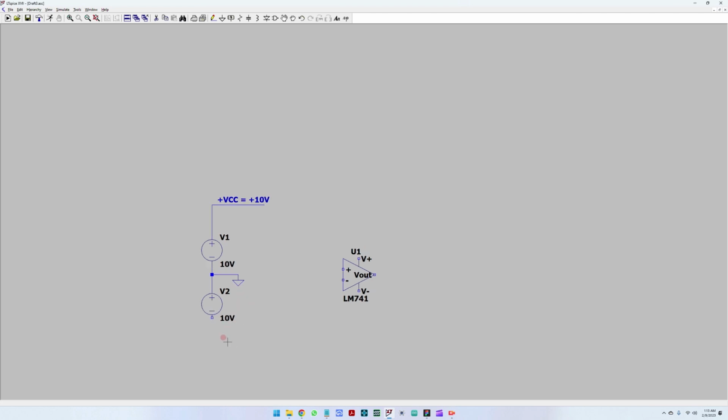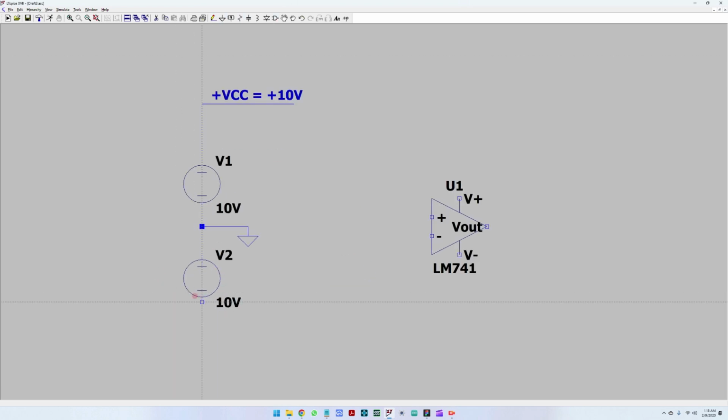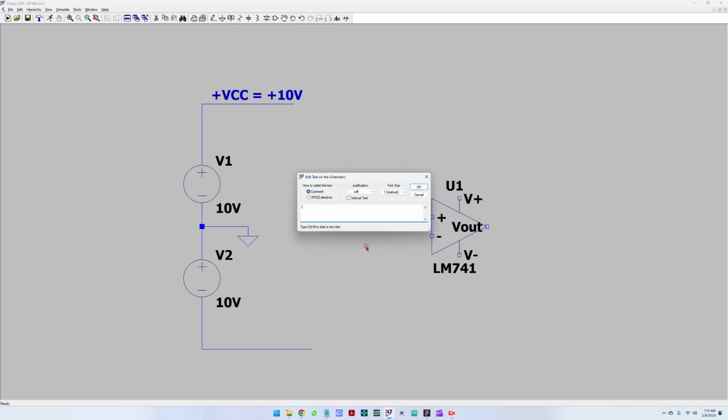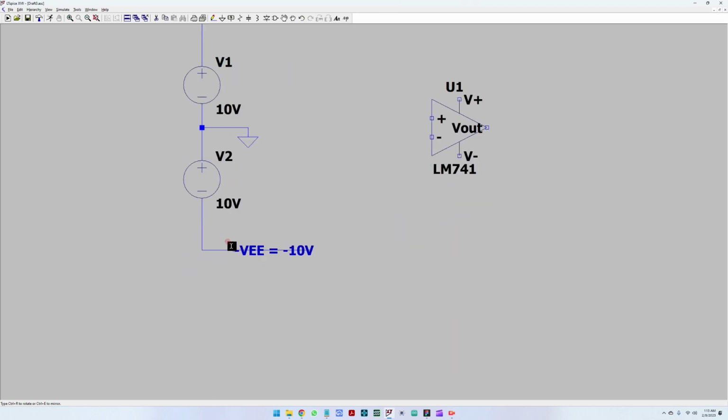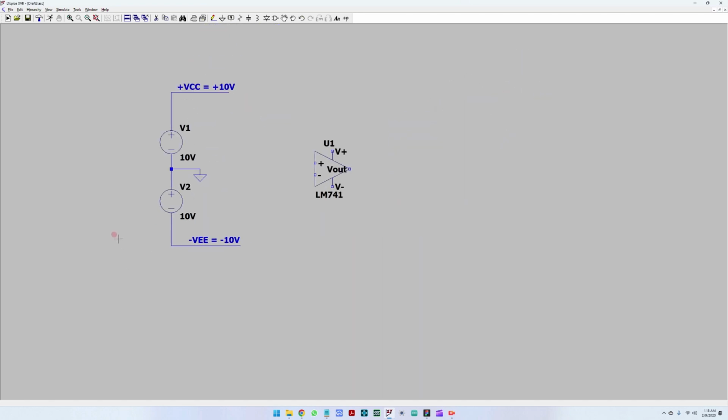On the other side, we take the negative terminal from the power supply, and this is minus VEE, which is minus 10 volts. The minus 10 volts is a voltage level reference compared to the ground reference here. Okay, and let us first connect these. I'm going to connect this to the negative supply, and here we have the circuit.